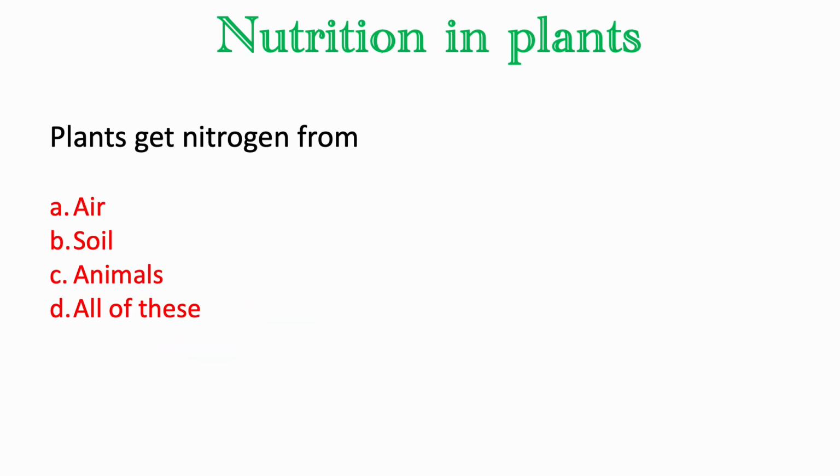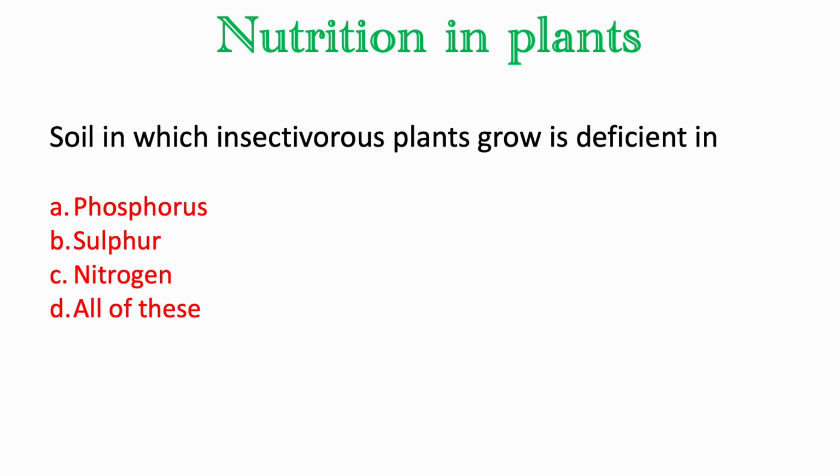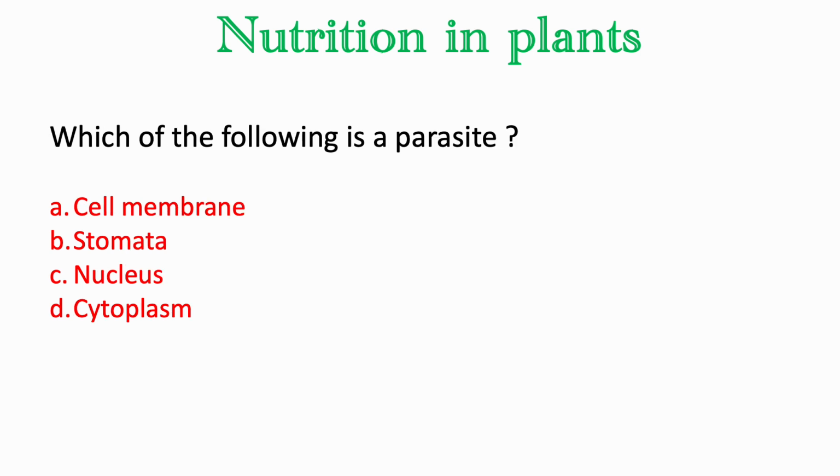Next, plants get nitrogen from air, soil, animals, all of these. Correct answer is option B, soil. Next, soil in which insectivorous plants grow is deficient in A, phosphorus, B, sulfur, C, nitrogen, and D, all of these. Correct answer is option C, nitrogen. Next, which of the following is a parasite? Option A, cell membrane, B, stomata, C, nucleus, and D, cytoplasm. Correct answer is option C, nucleus.